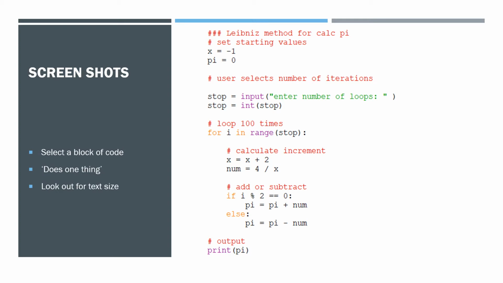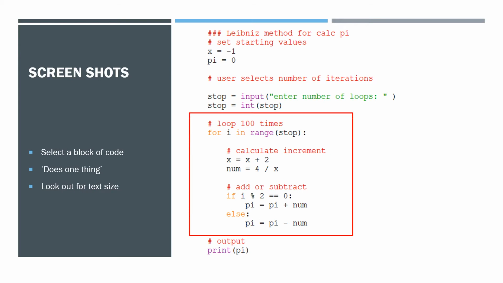Then you need to take screenshots of your code and put it, for example, into a Word document. In order to do this, you need to select the block of code that you're going to screenshot. Now, my suggestion is you pick a sensible block of code that does one specific thing. Don't try and get too much in. I'm not giving you a definite rule.